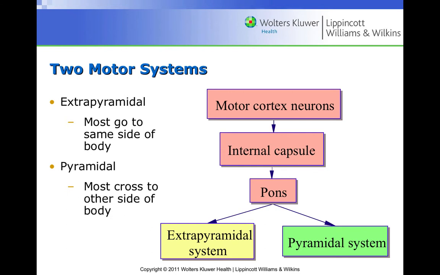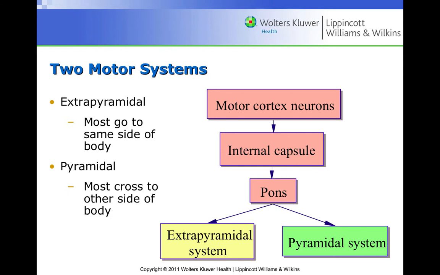We have two motor systems, the extrapyramidal and the pyramidal. So think of extrapyramidal as the fibers go to the same side of the body, where the pyramidal fibers cross over to the other side of the body to control that. The extrapyramidal system mainly deals with gross movement, and it provides basically a framework for how the nervous system works.